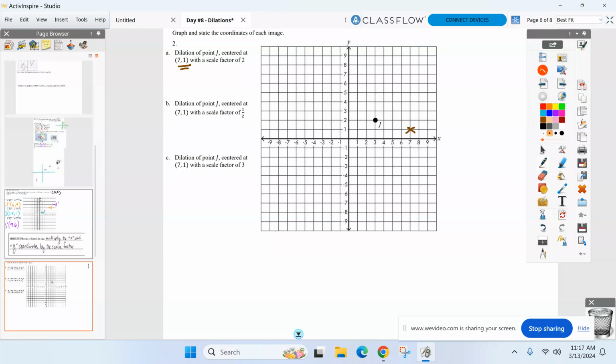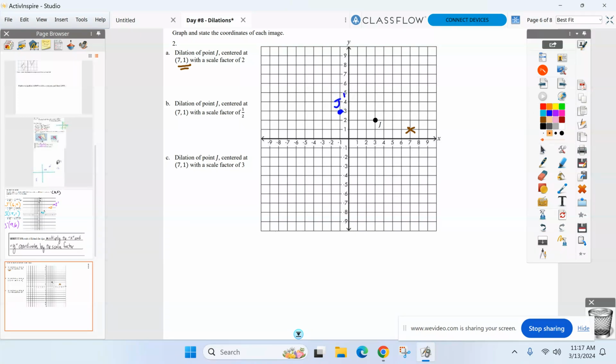Can I multiply J by 2? No. It's around 7, 1, not the origin. But I still can do slope. Please, when you're doing it, start at the center of dilation. Don't start at the point. From the center of dilation, I go up 1 over 4, double it, match it. Up 1 over 1, 2, 3. Here's J prime.